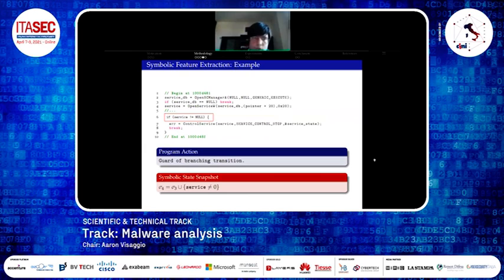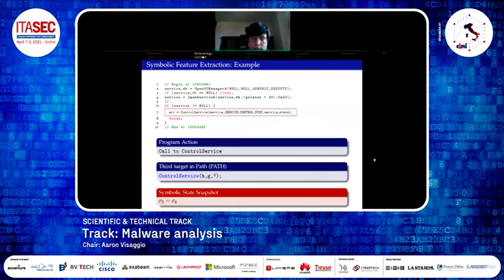Then the execution moves to the next instruction, which is an if statement again. But this time, if the guard is true, then we move forward to the control service API. And before moving, we add a constraint, which is service not equals 0. And then we move to the next instruction.